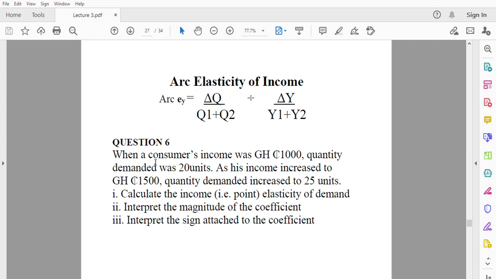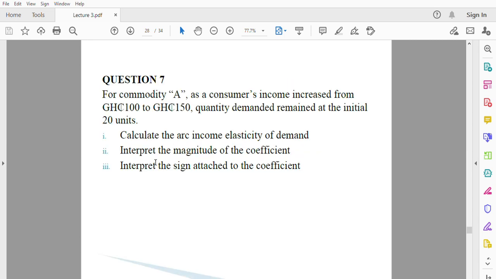When a consumer's income was 1,000 Ghana cedis, quantity demanded was 20 units. As his income increased to 1,500 Ghana cedis, quantity demanded increased to 25 units. Calculate the income, that is point elasticity of demand. Secondly, interpret the magnitude of the coefficient and also interpret the sign attached to the coefficient. Try this question also, question 7.